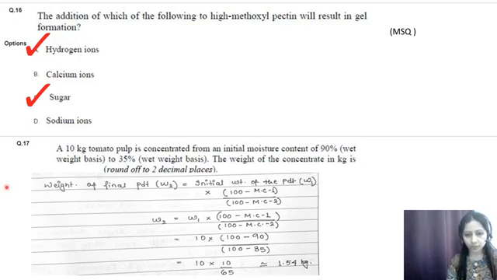So over here we'll use a formula. Here the dried solids are being used. The formula is W2 is equal to initial weight multiplied by 100 minus initial moisture content divided by 100 minus the final moisture content. That is W2 equal to W1 into (100 minus moisture content of the initial one) divided by (100 minus moisture content of the final one). So 10 into (100 minus 90) divided by (100 minus 35), that is 10 into 10 by 65, that is approximately 1.54 kg. And they say to round off to 2 decimal places, so we have to write up to 2 decimal places. So the correct answer will be 1.54 kg.